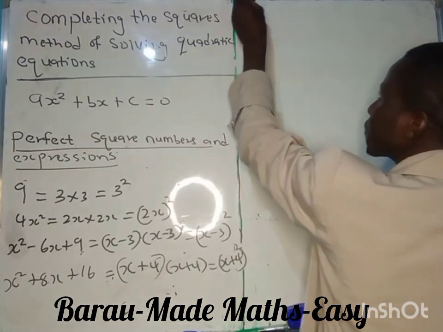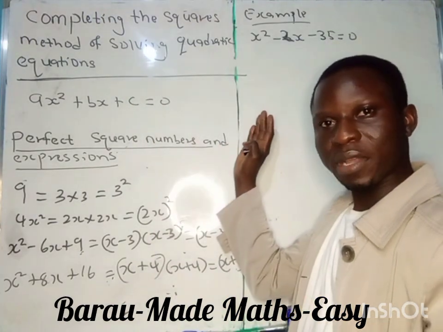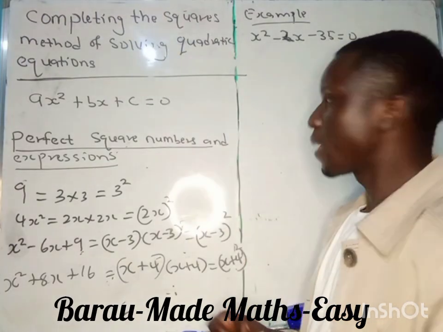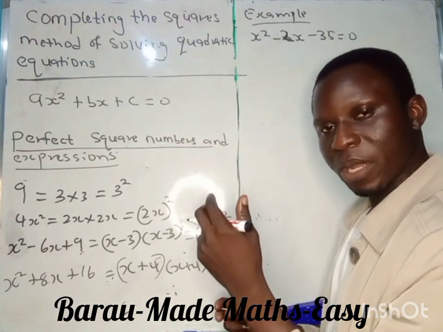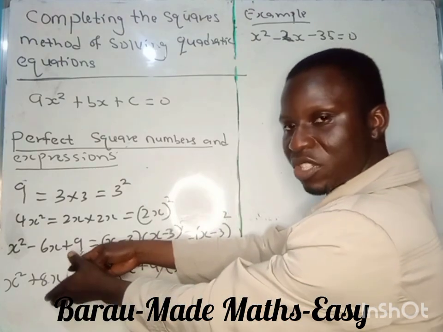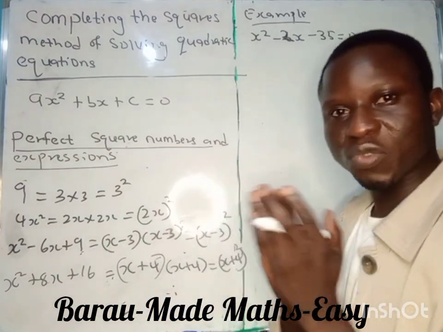Consider the example. Here we have a quadratic equation and we want to solve this equation using the completing the square method. Now, before solving the problem, we'll check whether it's a perfect square. Remember, we learned how to check whether a quadratic expression is a perfect square or not.